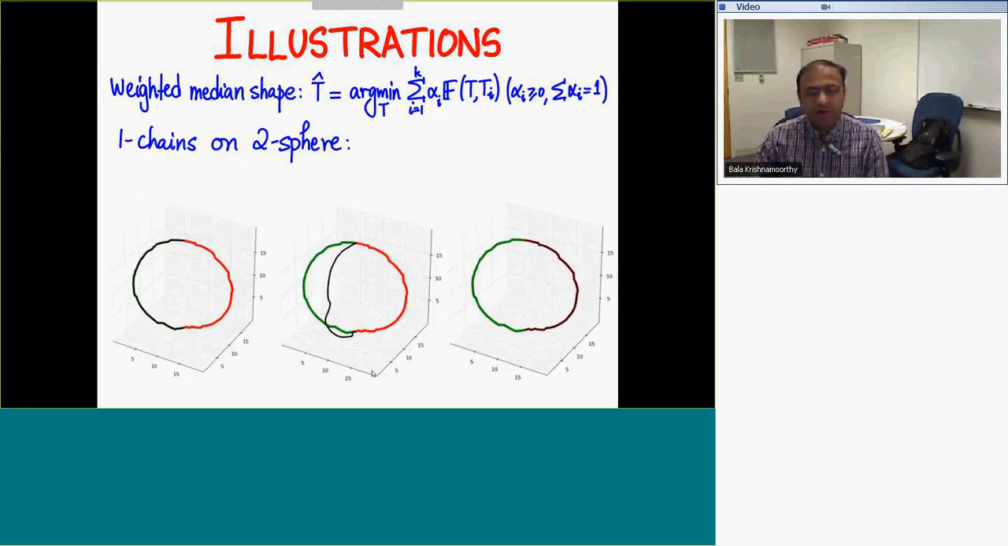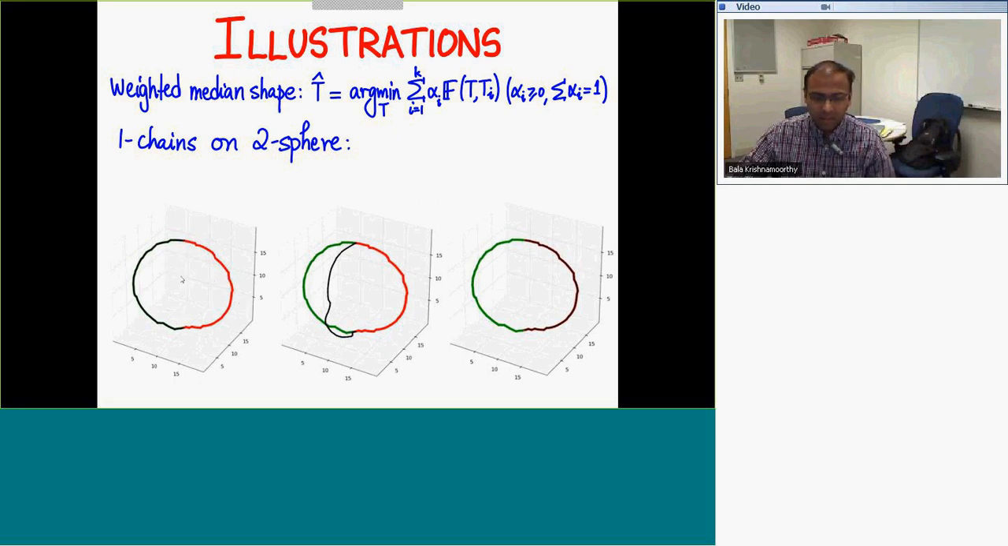The benefit of this approach is that we can also study more general medians, or what we call weighted medians, where I put a weight alpha i in front of the flat norm distances between T and Ti, and all the alpha i's are non-negative and they sum up to 1. So by changing the alpha i's, I can explore the entire space of medians. In this case, I have an example on a sphere, not on a ball.